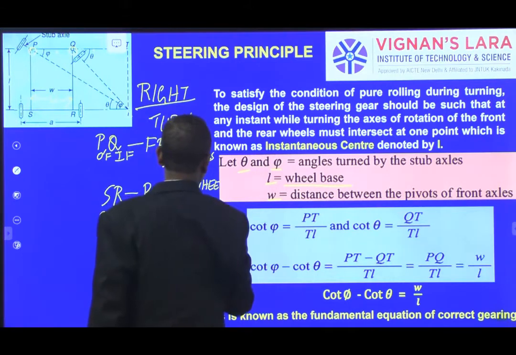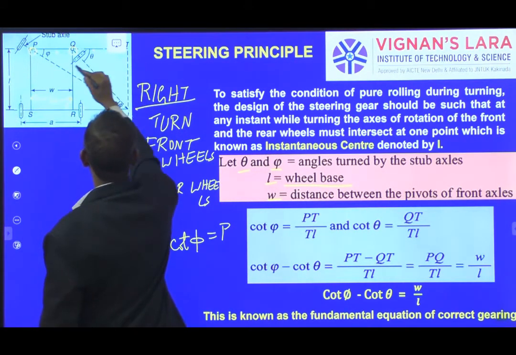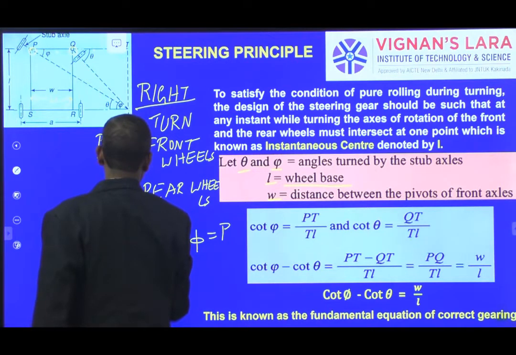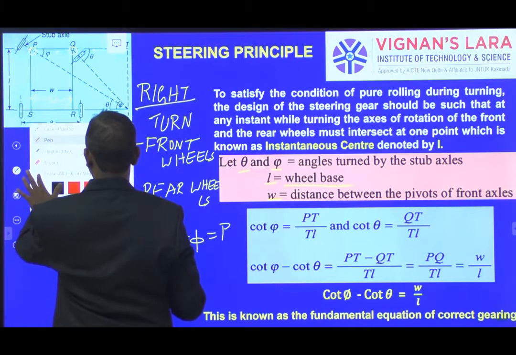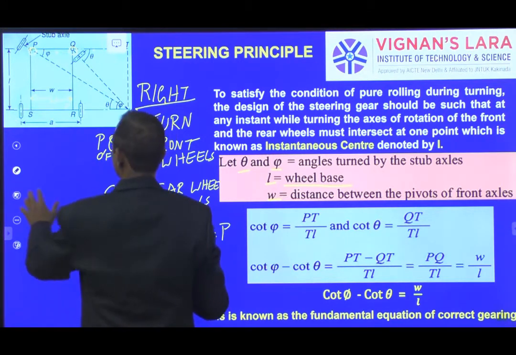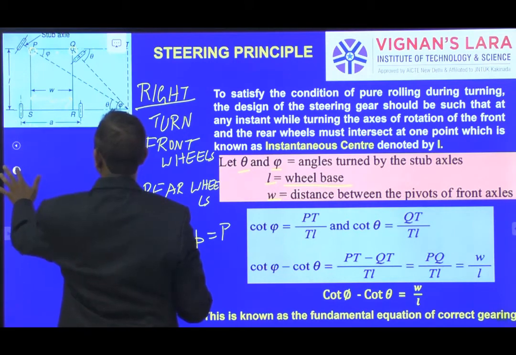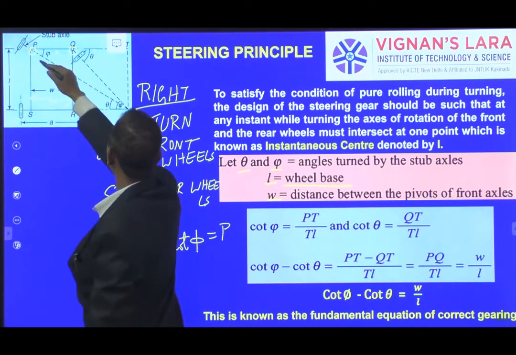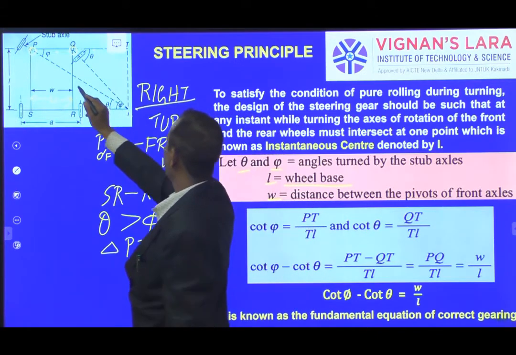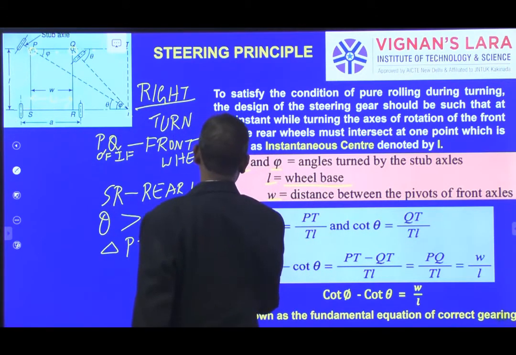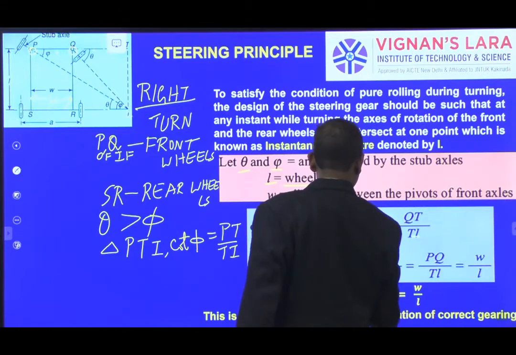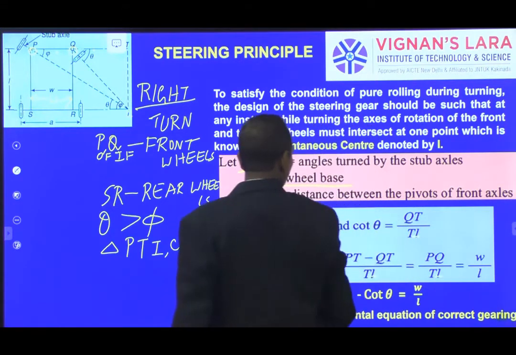this is not PQ, it is PTI. In triangle PTI, you can write cot phi is equal to PT by TI. This is I.